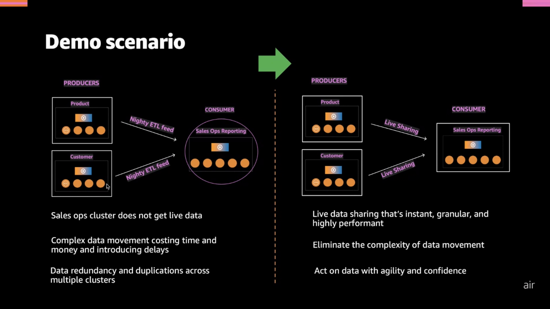So with data sharing, the idea is to allow this sales ops reporting team to directly access the data that is there in the product and the customer clusters. So this is live data sharing. It's instant, it's high performance, and you don't have to worry about the complexity of the data movement between the clusters. And most importantly, the sales teams can become a lot more agile. They don't need to wait for the data to do things. They can get access to the data as and when they need it. So that's briefly the demo scenario.